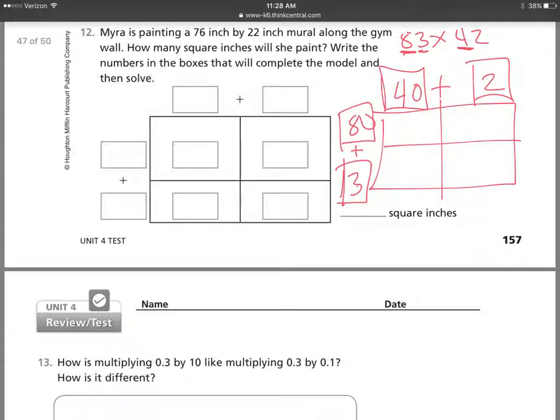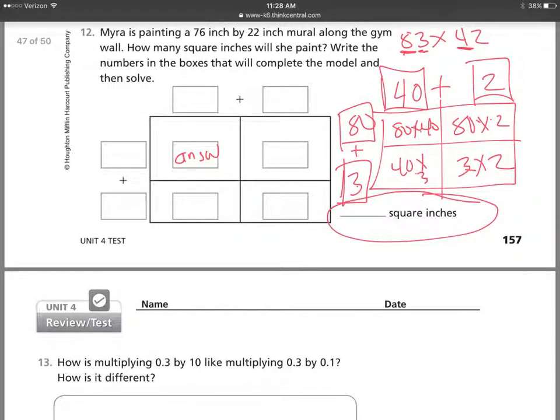And then for each box here, we're doing 80 times 40. We're doing 80 times 2 here. We're going to solve that. We're going to do 40 times 3 here, and we're going to do 3 times 2 here. And so we solve each of these boxes, put the answers in the box, and then that's what you're going to put over here is the answer. And you can do the work somewhere else. And then add them all up to find the total number for square inches. The total is going to go here.